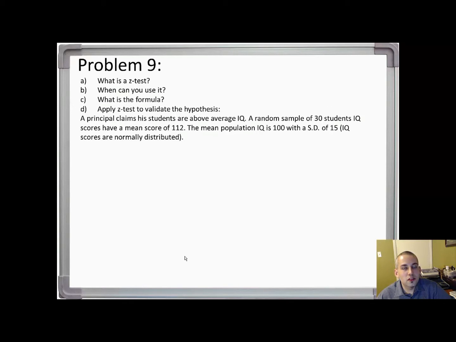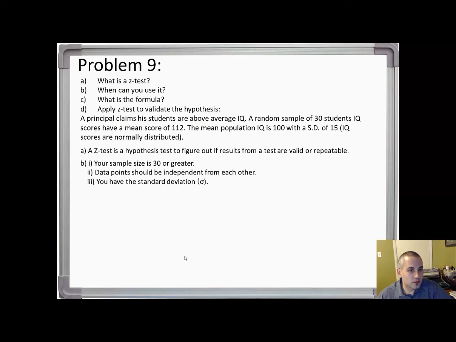Okay, so now we're going to start getting into the different statistical tests, being Z, T, and F. So let's start off with the Z-test. Now it's going to be a simple example that we're going to go through, but I think you'll get the point from this example. So starting with A, what is a Z-test? It's essentially a hypothesis test used to figure out if the null is correct or can be rejected.